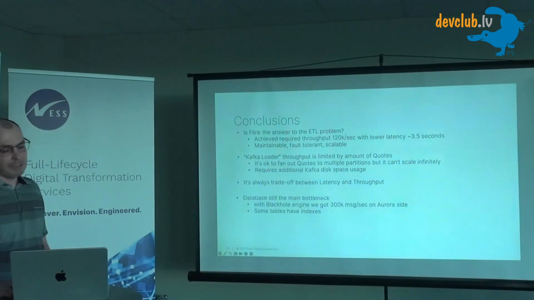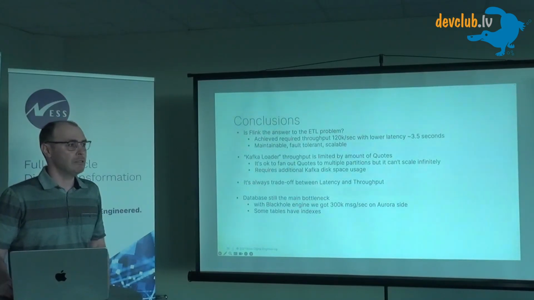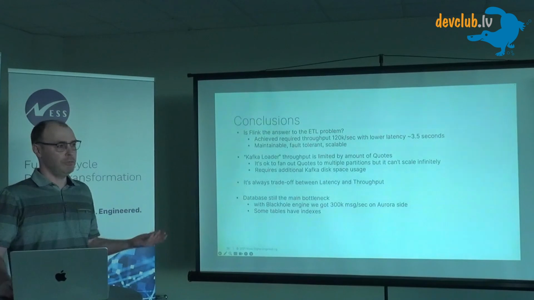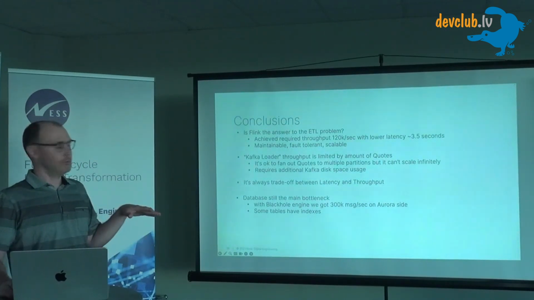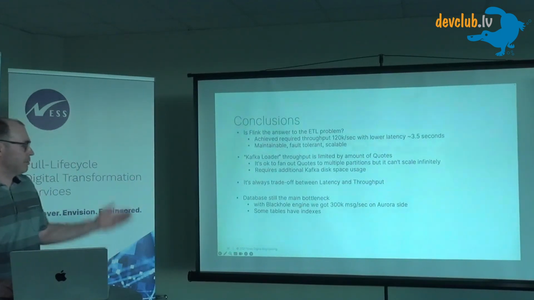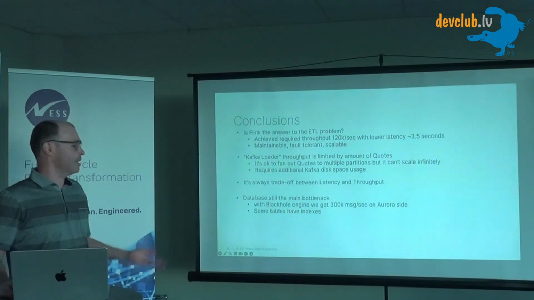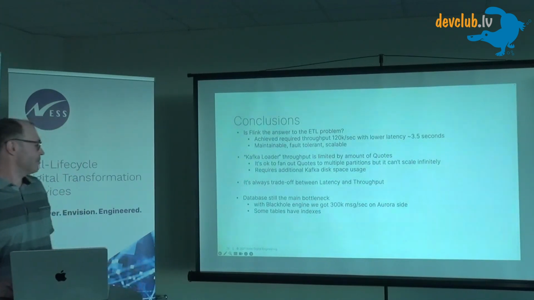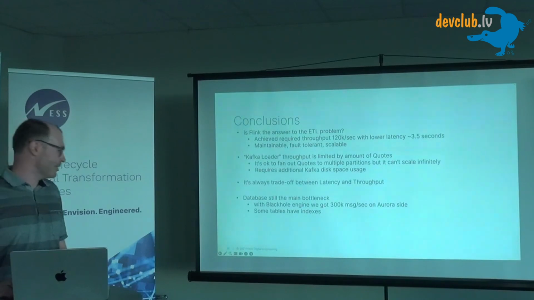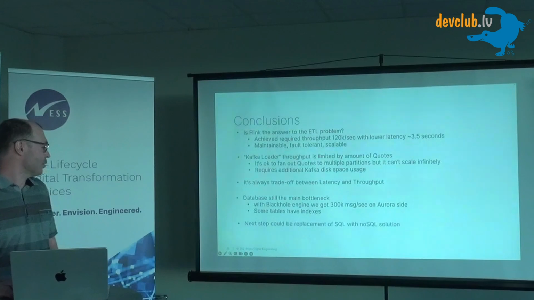And yes, the database is still the main bottleneck. MySQL out of the box supports the InnoDB database engine, and you could change this engine to black hole, and with just this change we automatically got 300k messages per second on our side. It just proves that Flink is not the bottleneck, it can scale infinitely, so we need to deal with Aurora. And yes, the problem was the indexes, the different types of columns and so on.